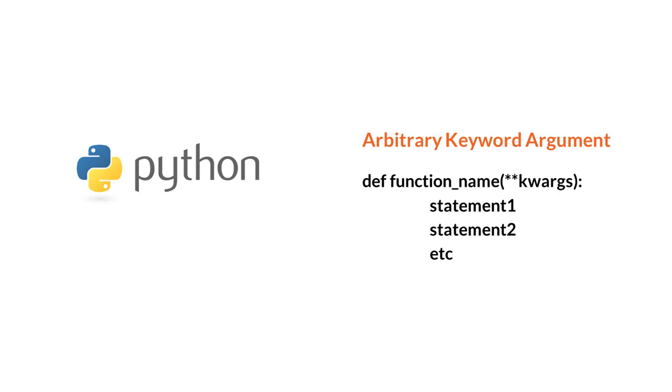Next one is arbitrary keyword argument. As the name says, here we will be passing dynamic parameters when the number of parameters is not fixed, but here we will also pass them with the keyword. Okay, so we'll talk about this in detail once we move ahead. As of now, just focus on the syntax.